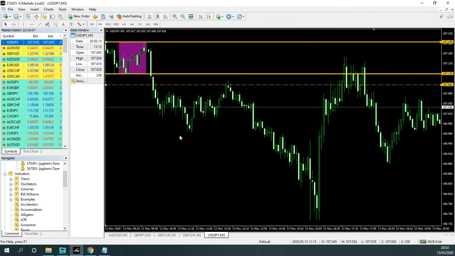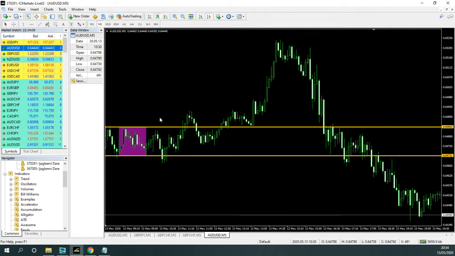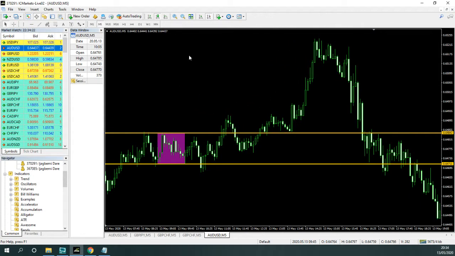All right. So we finished with USDJPY. Now let's move to the next one. Let's move to the Aussie dollar. So with this Aussie dollar, I am going to explain for people that don't know about the strategy. I will explain it properly now. All right. So for the Aussie dollar.